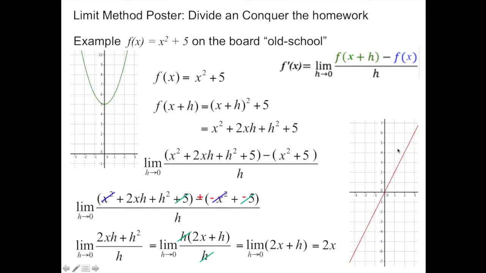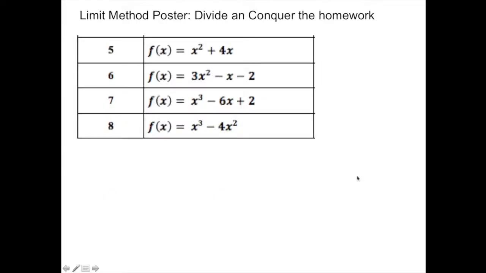So that's the limit method, and that's going to be similar to what you're going to need to do for the homework. The homework is in your email, and it's 8 questions. What we're going to do is you're going to be responsible for doing questions 1 through 4 on your own. And then questions 5, 6, 7, and 8, you're going to be assigned one of those. And you're going to do an anchor chart for this, finding the derivative of the function that your group is assigned.